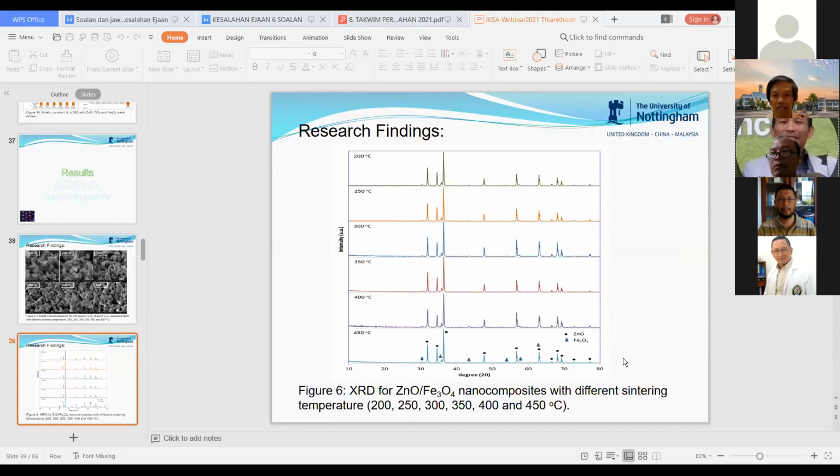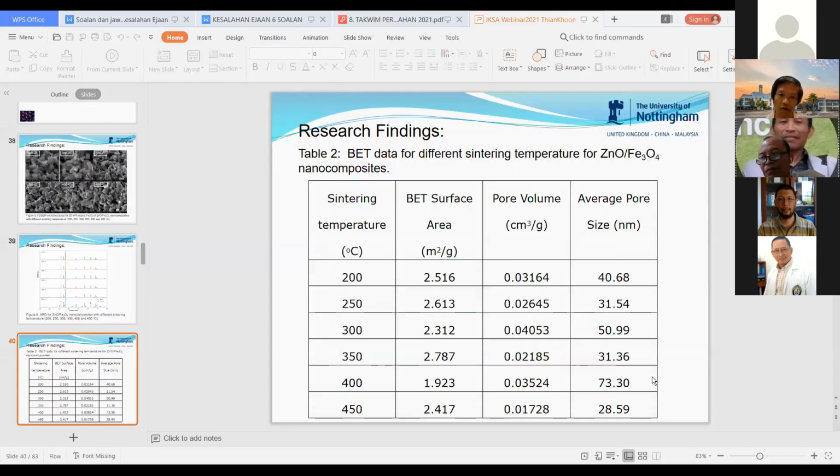Of course, the substances are there: zinc oxide is there, iron oxide is there. Then we look at the BET surface area. As you can see here, it looks like a sudden change at 400 degrees C, but actually the BET surface area is very, very small. We hoped at that time to get a very good BET surface area, but in the end we found this metal oxide just has a very low surface area.